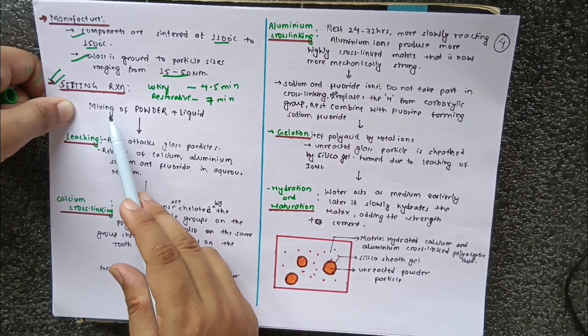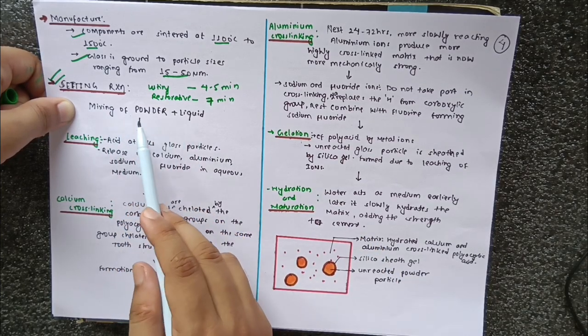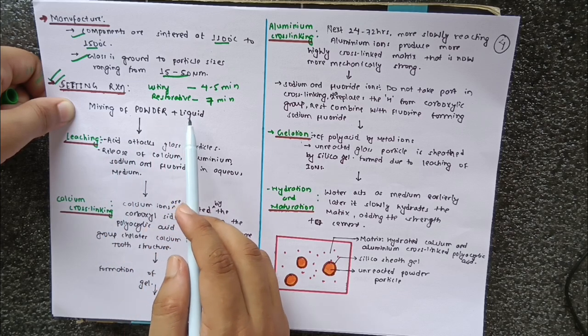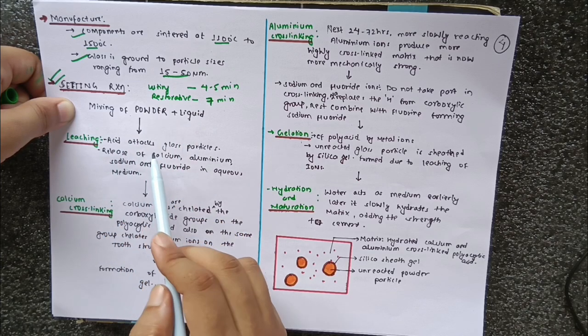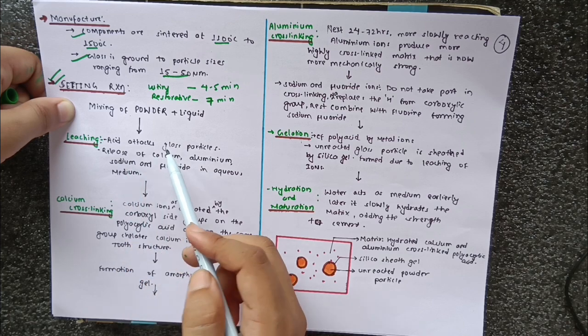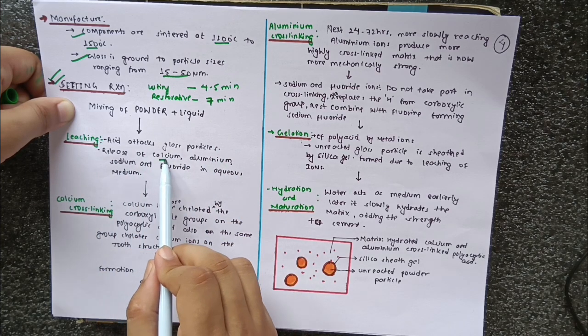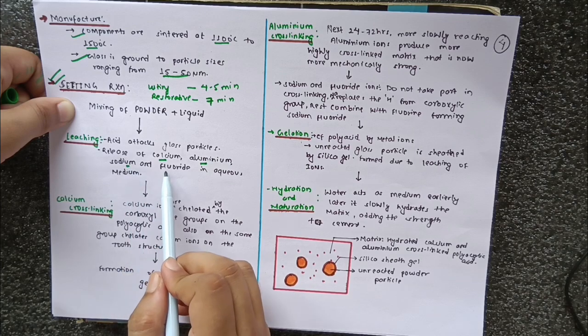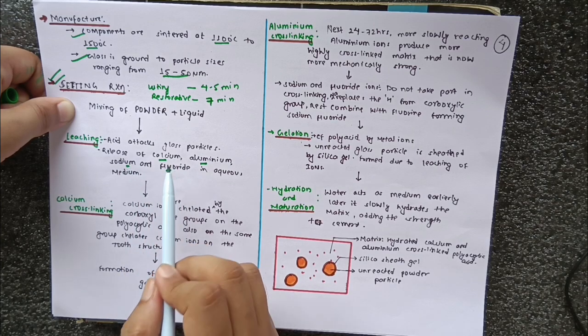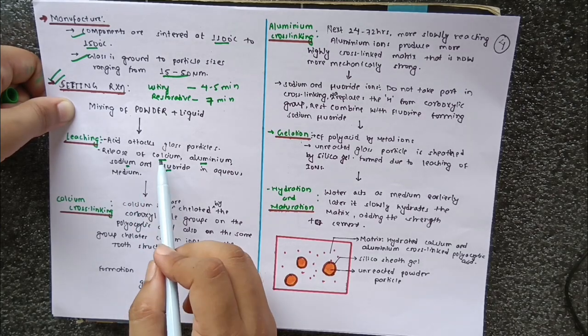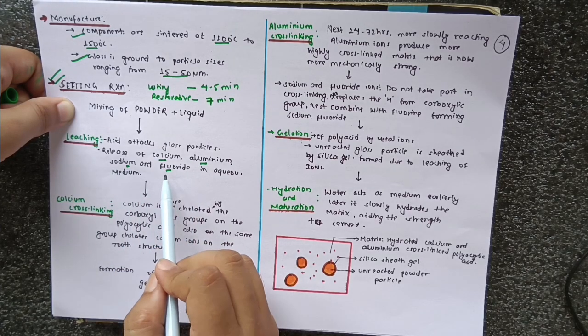As I have written, the mixture of the powder to the liquid. When we mix the powder with the liquid, the liquid contains the polyacrylic acid. The acid attacks the glass particle, similar to the previous cements, and releases calcium, aluminum, sodium and fluoride. You should remember the ions that are released in this setting reaction: calcium, aluminum, sodium and fluoride.